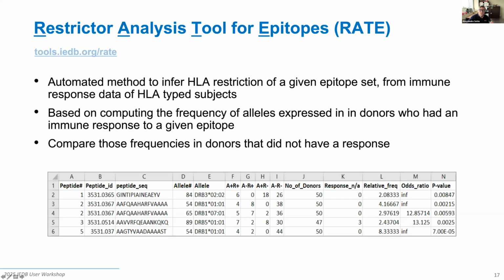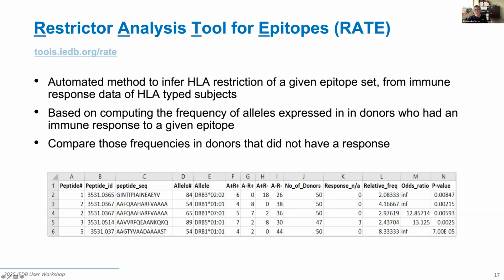Then the A minus R plus are people that do not have this particular allele, and responded. These are people that have the allele, do not respond, and these are people that do not have the allele and do not respond. So there were 50 people that were tested for this peptide, and you can see that there are 6 people that responded to that peptide that had that allele, compared to 0 people that responded, did not have that allele.